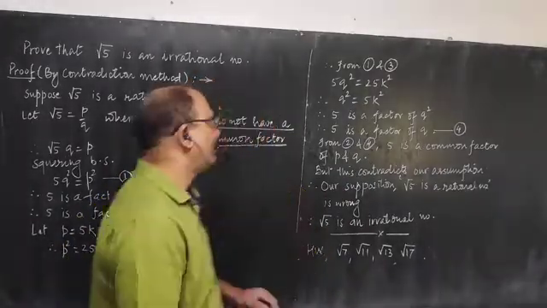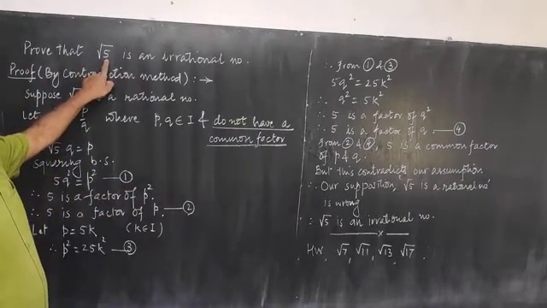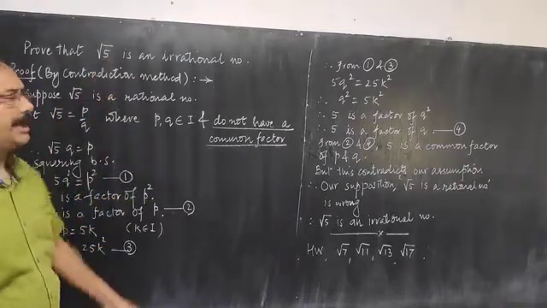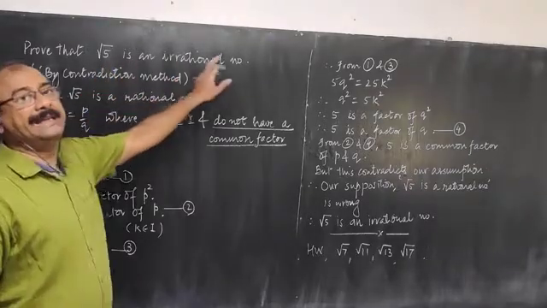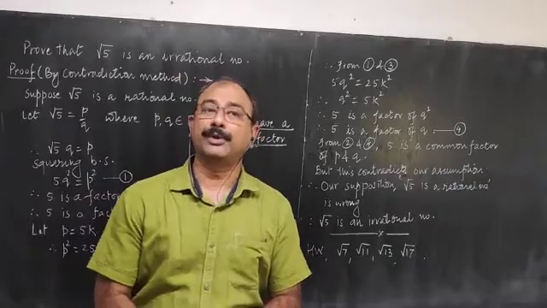Prove that the square root of any prime number is irrational. Here I have written 5. It can be square root of 2, square root of 3, square root of 7, etc. So let us start with this. Square root of 5 is an irrational number. We prove it by the method of contradiction.